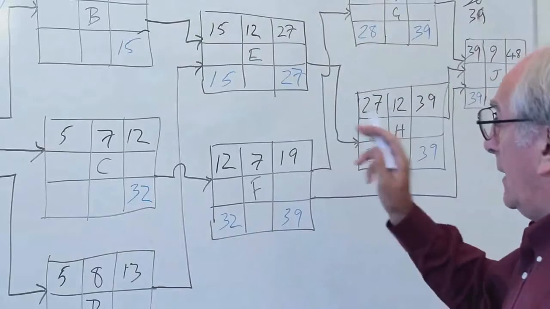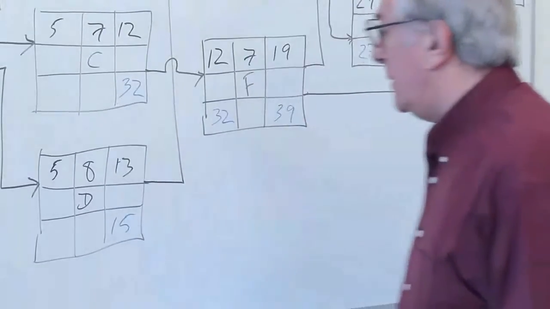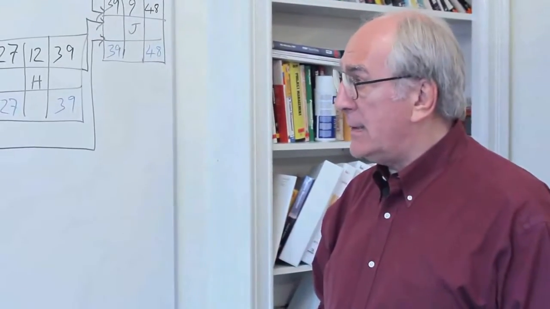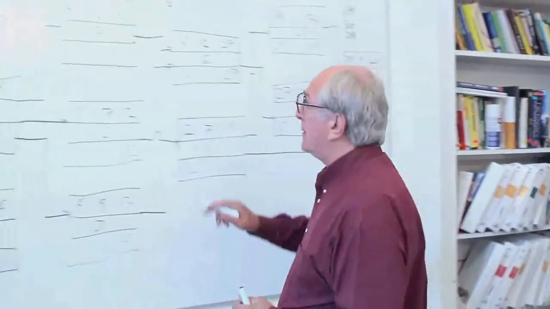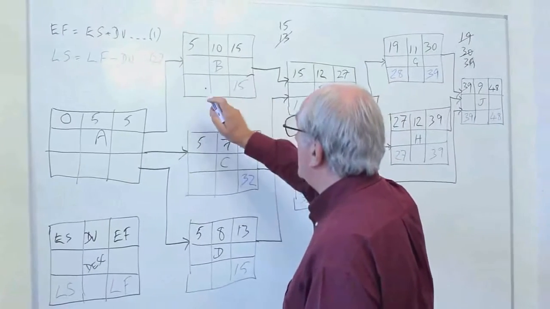And 15 is the late start time for E. It's also the late finish time for D. And we can use the other attributes of B and C and D to work out their late starts. So the late start for B is the late finish of 15 minus the duration of 10, which will give us 5.